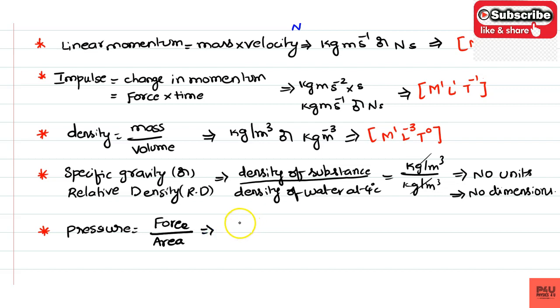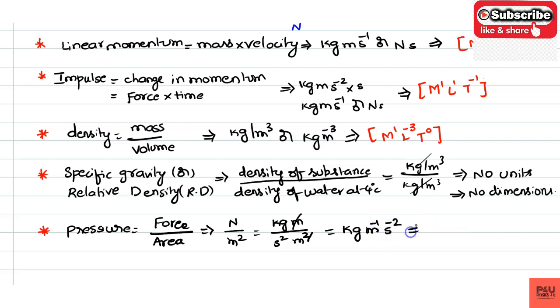So what is the unit of pressure? Pressure unit is Newton per meter square. So this can be written as 1 Newton is kg meter per second square. The denominator meter square is there, so 1 meter gets cancelled here. So finally we'll get kg meter power minus 1 second power minus 2.